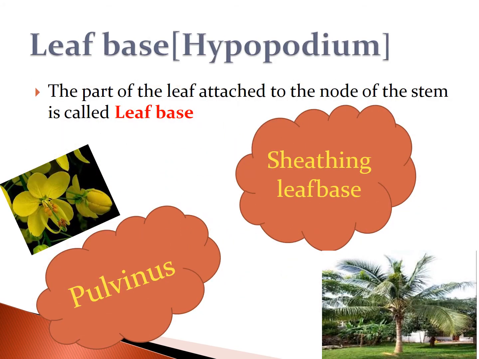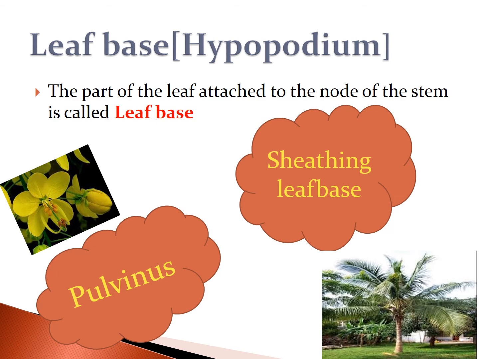Leaf base. This is called hypopodium. The part of the leaf attached to the node of the stem is called the leaf base. Already we learned each and every leaf is born at the node of the stem. That point is called leaf base. So leaf bases are of two types. One is pulvinous, another one is sheathing leaf base. Pulvinous is when in leguminous plants the leaf base becomes broad and swollen. For example, clitoria. Look at this picture.